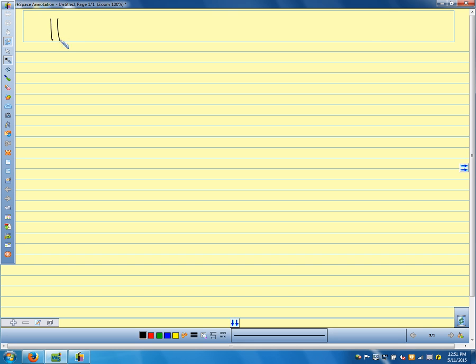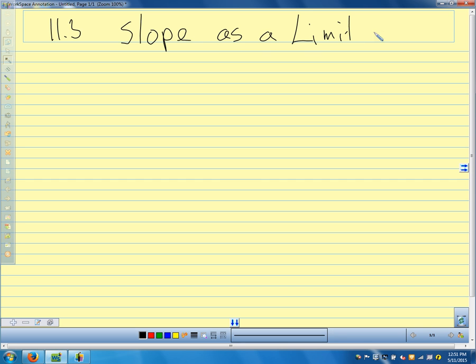We're in section 11.3. So we want to talk about slope as a limit. What we're talking about today, our idea today, is tangent lines to a curve.